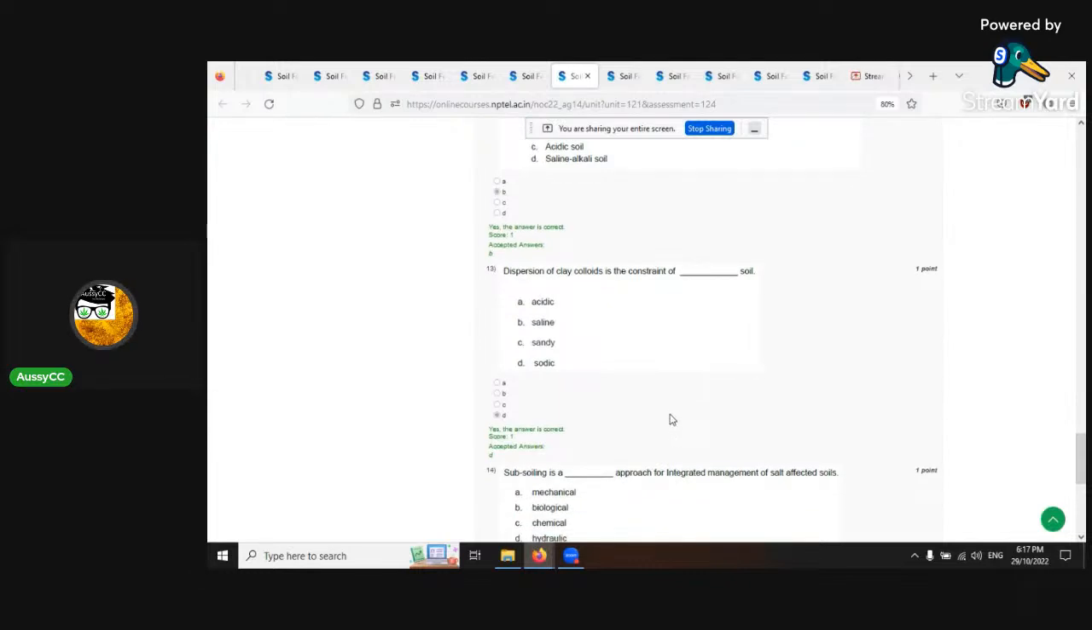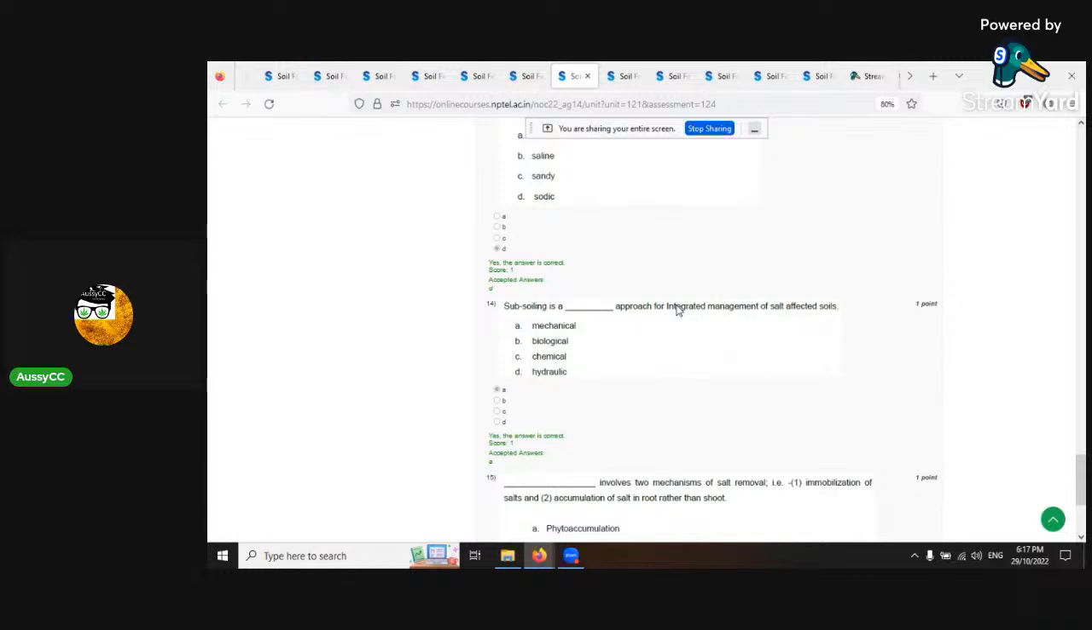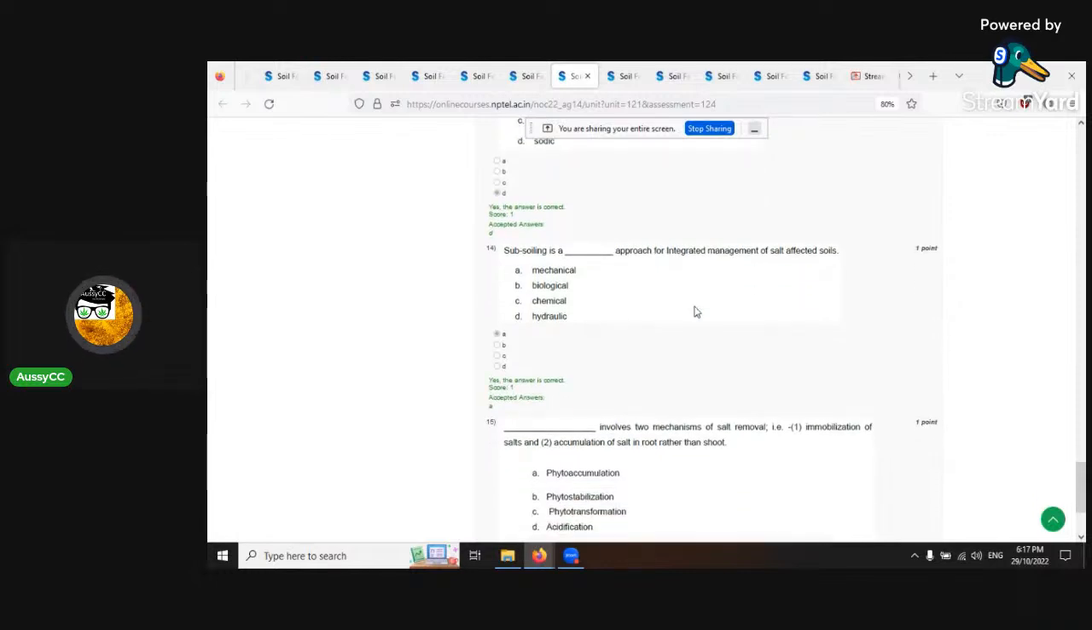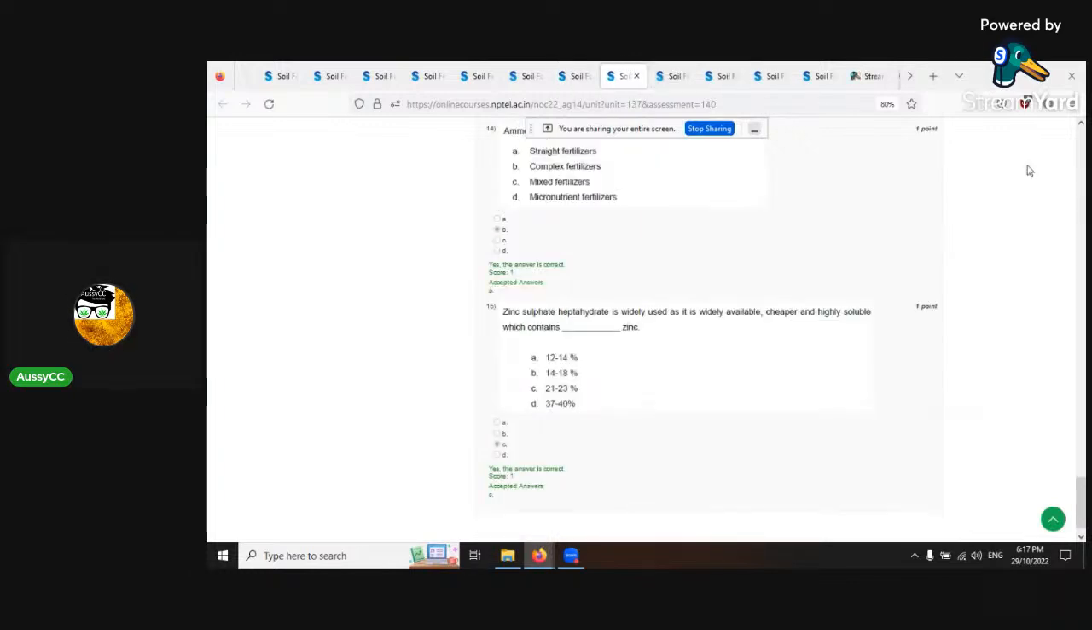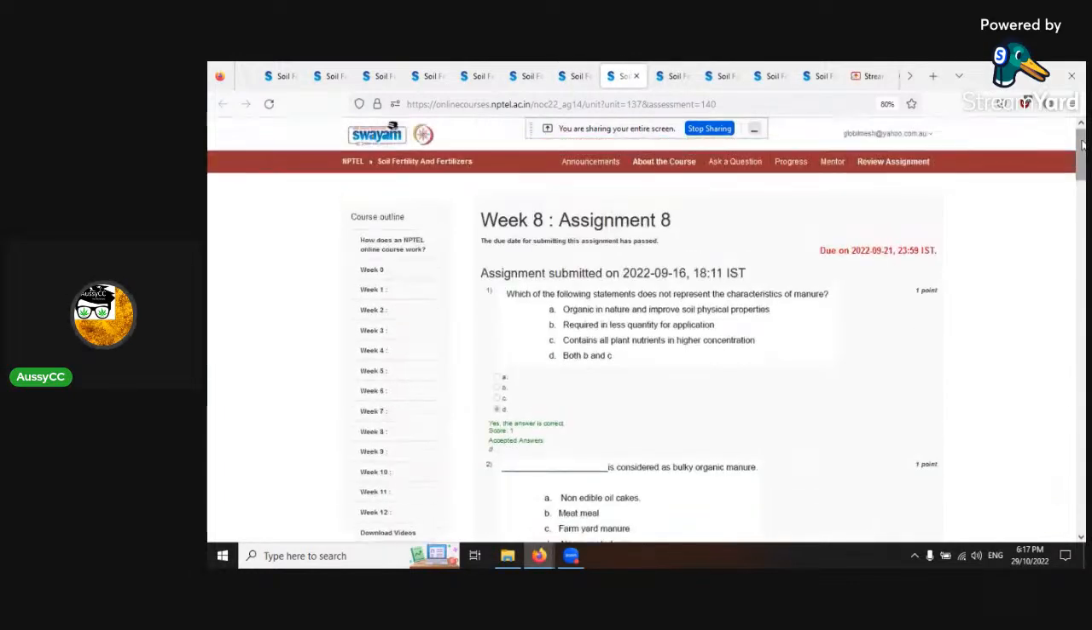Subsoiling is a mechanical approach for integrated management of soils, and something involves the mechanisms of soil removal, phytostabilization. That's where you add chemicals to enhance your microbes to get them to work for you as a bioremediation process. Which of the following statements does not represent the characteristics of manure?